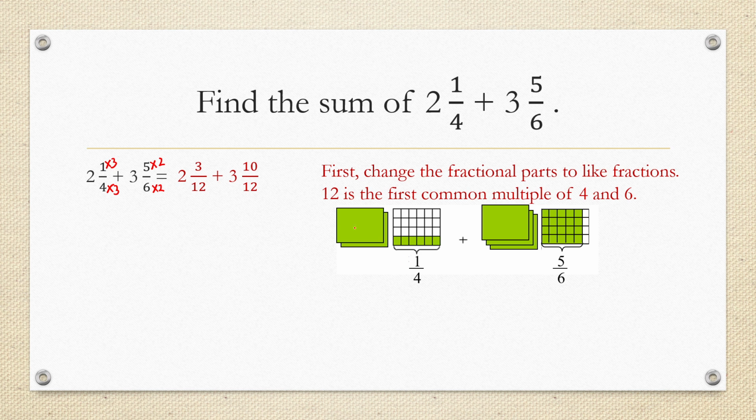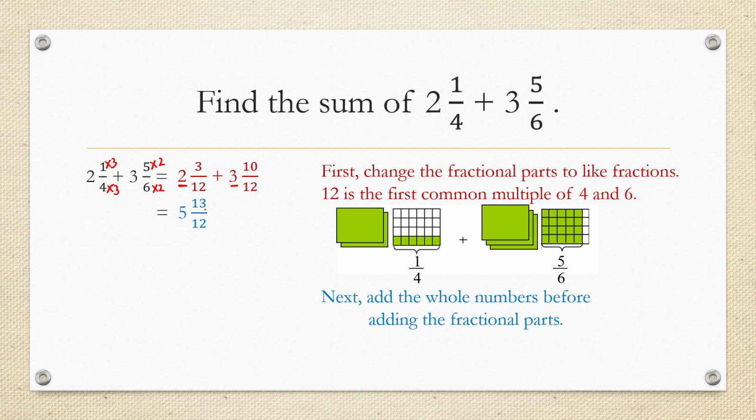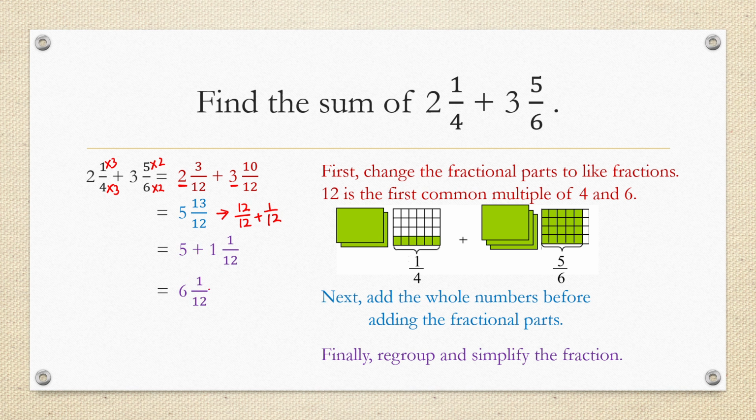Okay, again we add the whole numbers first. 2 plus 3, you get 5. Then 3/12 plus 10/12 is 13/12. Okay, so we get 5 13/12. But again, we need to regroup it. 12/12 plus 1/12. So you get 1 whole and 1/12. So you get 6 1/12.